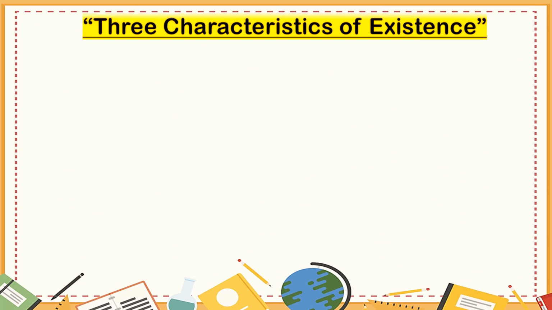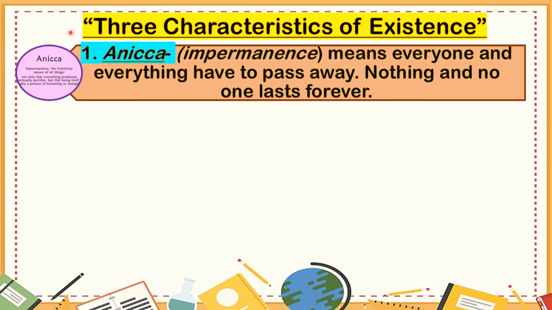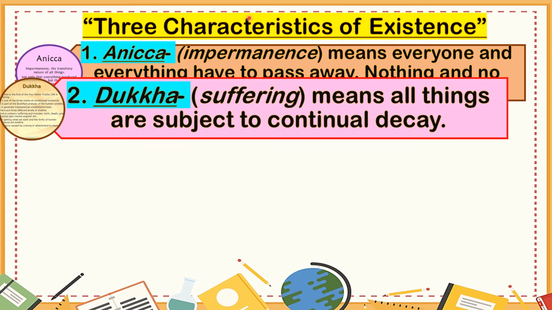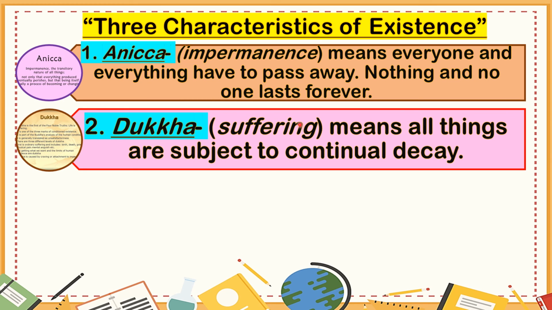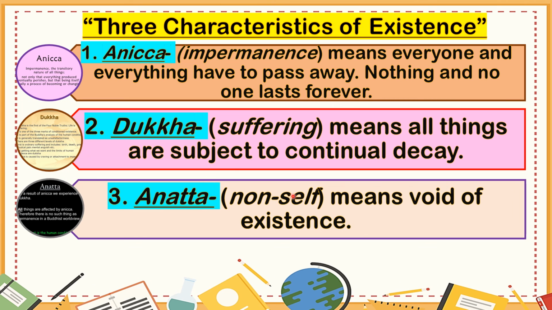Let's discuss the three characteristics of existence. The first one is anicca, in English impermanence, which means everyone and everything have to pass away, because nothing in this world and no one in this world lasts forever. Next, dukkha, suffering in English, means all things are subject to continual decay, because we are all growing old and eventually we are going to succumb to death. And the third one, anatta, means non-self, void of existence.